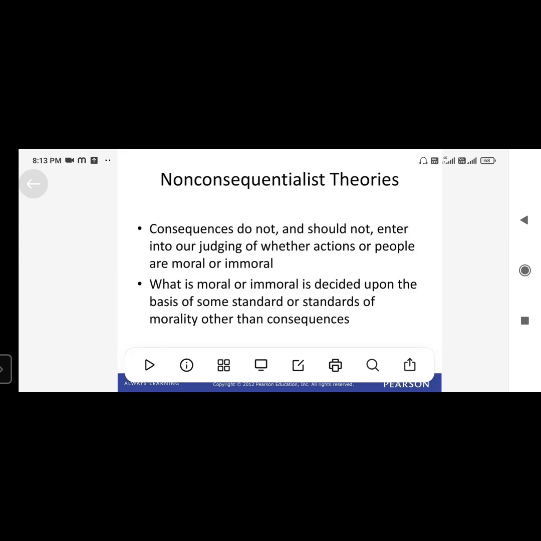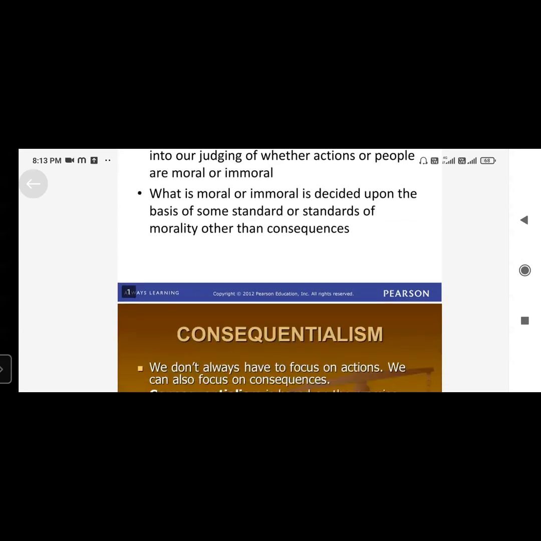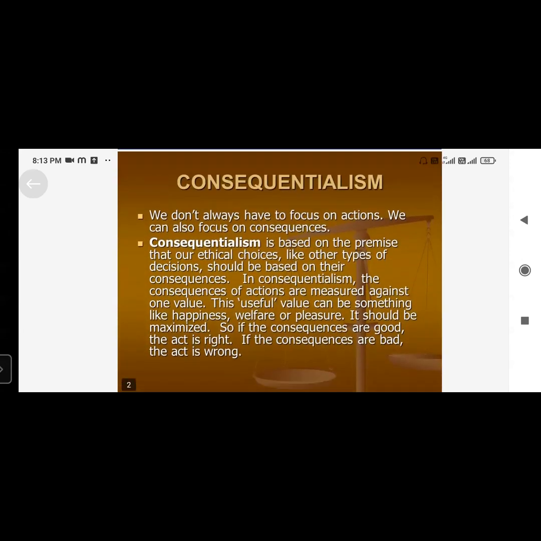Non-consequential theory, in simple words, is a theory which believes that if a correct decision is to be taken, which is based on values, which is based on morals, that decision should be taken without calculating or without foreseeing the consequences of that particular decision. So that is called non-consequentialist theories. Now the next one is called consequential theory or consequentialism.